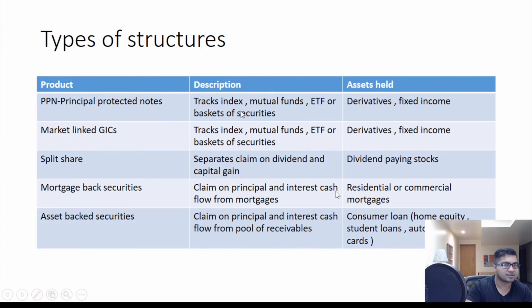So we have discussed PPN. It's a banking product that invests in index mutual funds where the capital is guaranteed. Market linked is also a banking product that invests in an index or an ETF or any underlying in which the capital is again guaranteed. Split share, there is a separate claim on dividends and capital gain. MBS, they create a pool of mortgages and you have a claim on those mortgages, but the loans are housing loans. And asset-backed securities, it creates a pool of loans, but the loans are different, so they can be in home equity, student, auto or credit card.